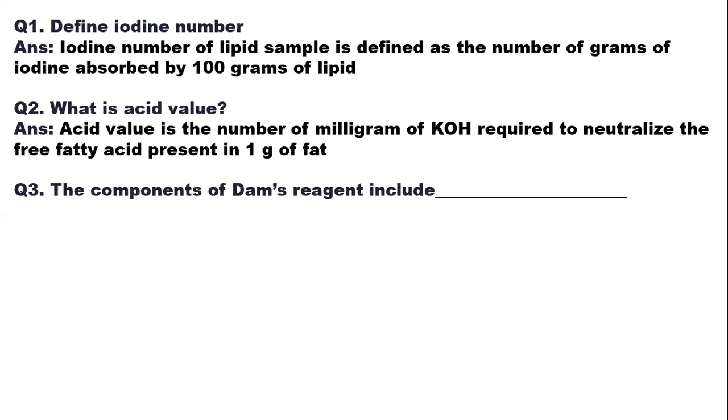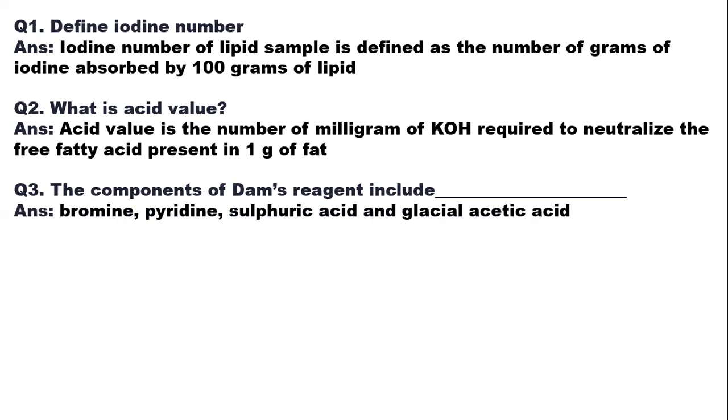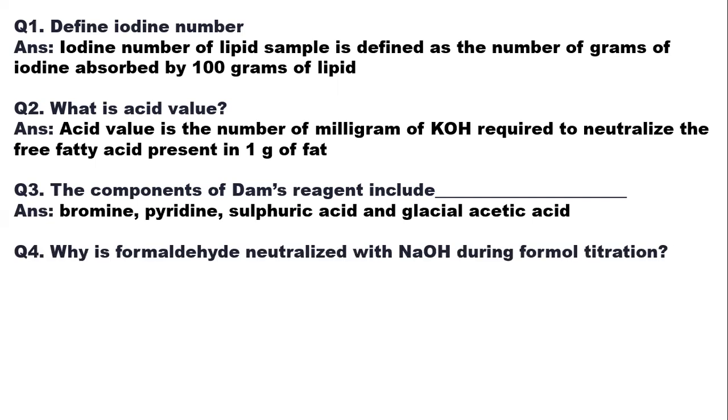Then what are the components of Dams reagent? We should know that Dams reagent consists of bromine, pyridine, sulfuric acid, and glacial acetic acid. And the fourth question says, why is formaldehyde neutralized with sodium hydroxide during formol titration? It's simply to remove traces of free formic acid. That is why sodium hydroxide is used to neutralize the formaldehyde.